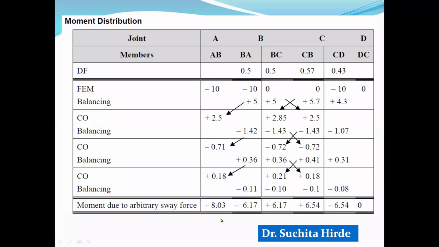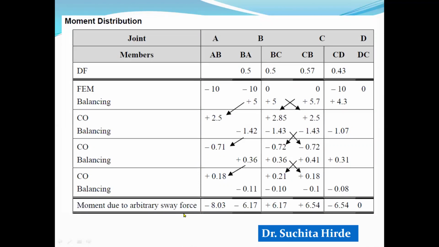So after writing the fixed end moment, the first step is balancing, then carryover. We have already decided how many carryovers there are in stage 1 analysis. So carry out this moment distribution in the usual fashion and then take the sum of these columns. You will get the moments due to arbitrary sway force. So these are not the actual moments due to sway. These are the moments due to arbitrary sway force.